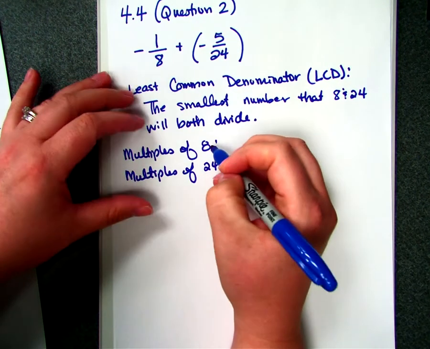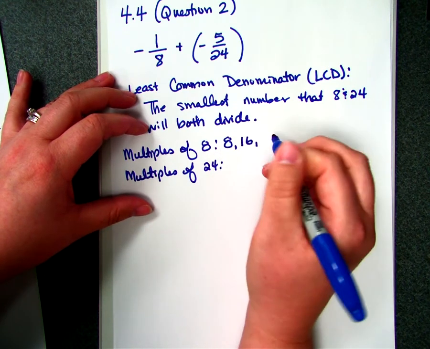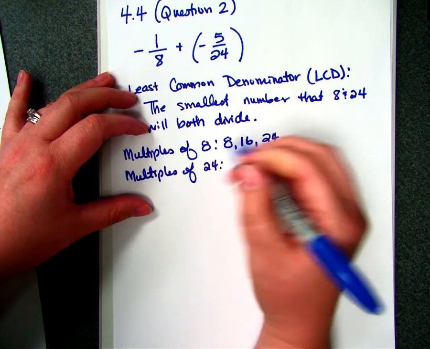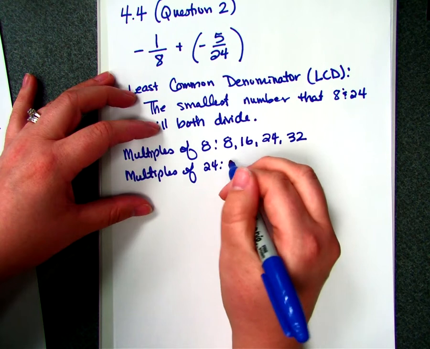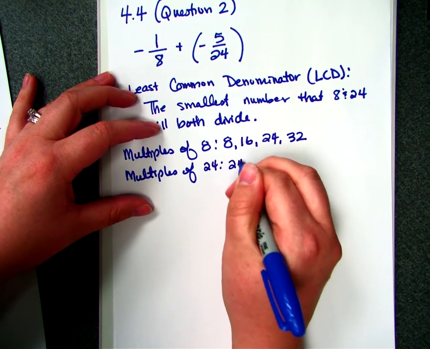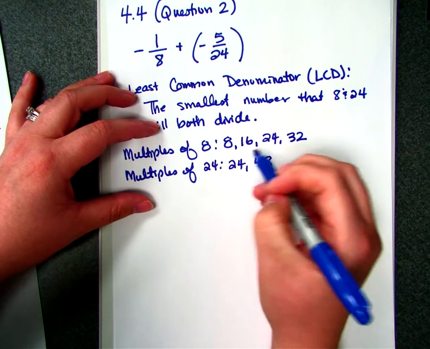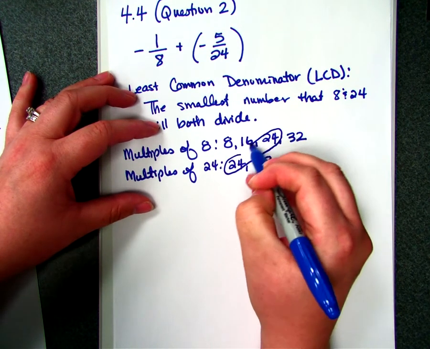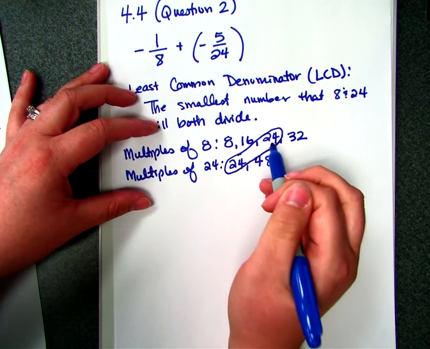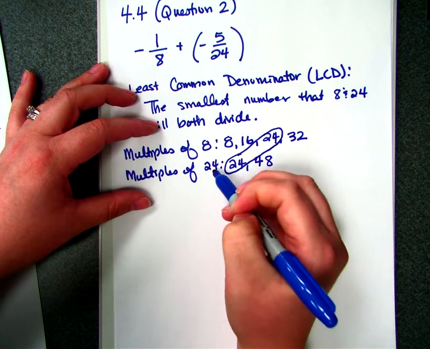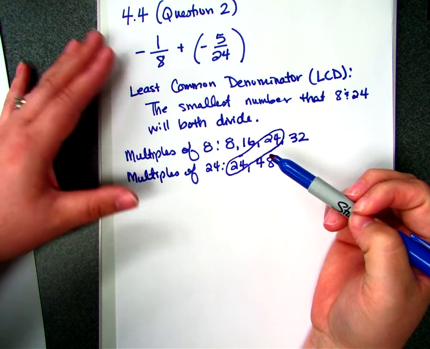So looking for multiples of 8, 8 times 1 is 8, 8 times 2 is 16, 8 times 3 is 24, and 8 times 4 is 32. Multiples of 24, 1 times 24 is 24, 24 times 2 is 48. So right here we can see that we have two numbers that are multiples of 8 and 24 that are the same, which is 24. So we can take 24 divided by 8 and 24 divided by 24, and we get something that is divisible by both numbers.